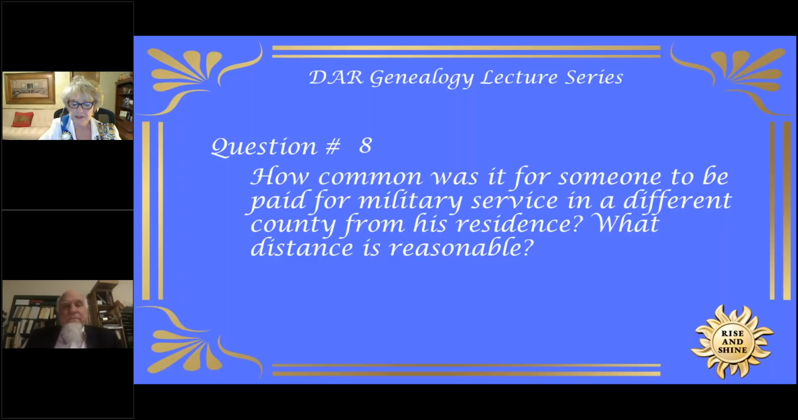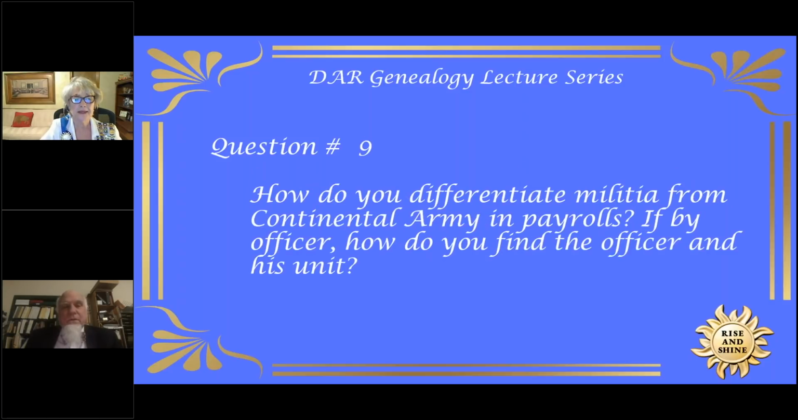All right, question number 9. How do you differentiate militia from Continental Army in payrolls? If by officer, how do you find the officer and his unit? Well, the payroll itself will tell you whether it's a line regiment or a militia regiment. The best thing you can do for an officer is, I'll give Virginia as an example.